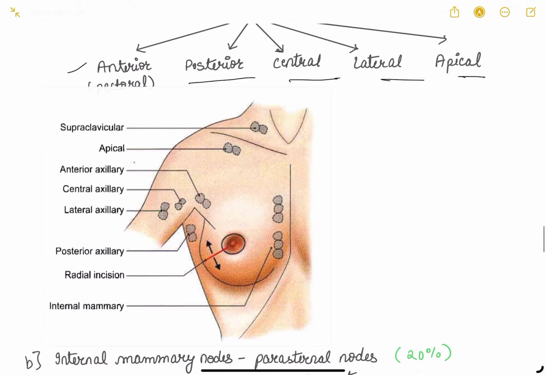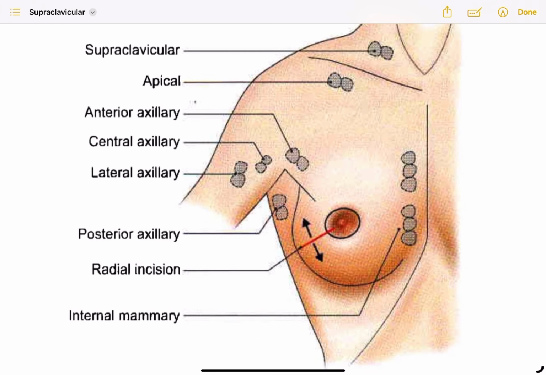So let us see the direction. The lymph from the anterior and posterior is going to drain into the central and lateral group. Okay, this is the posterior and this is the anterior group of lymph nodes. They are going to drain into the central and lateral group of lymph nodes, and lymph from these 2 is going to drain into apical, and apical is ultimately going to drain into supraclavicular.